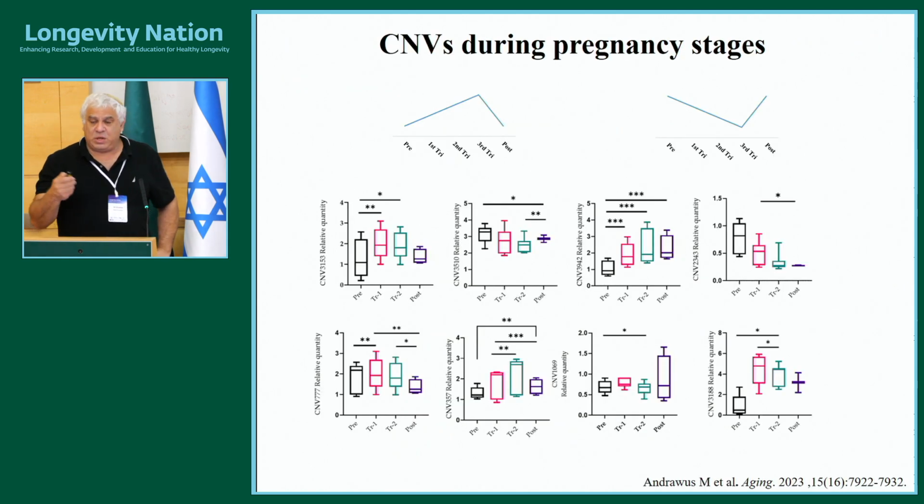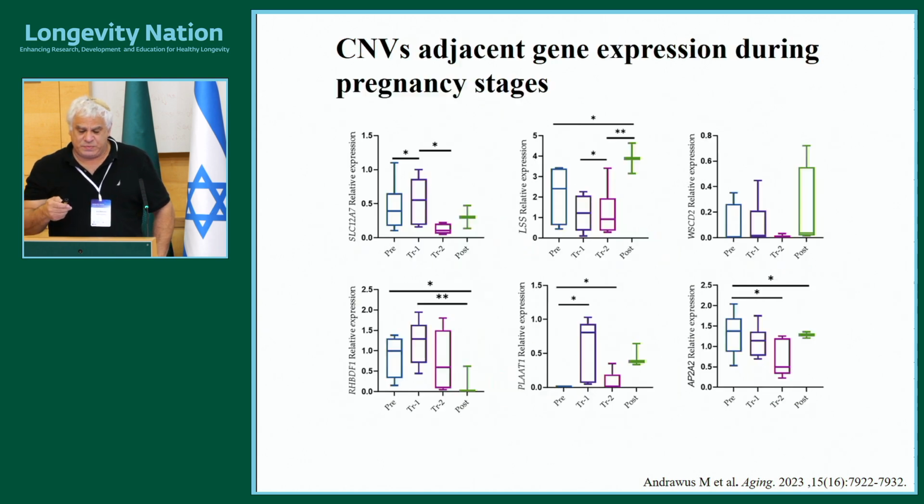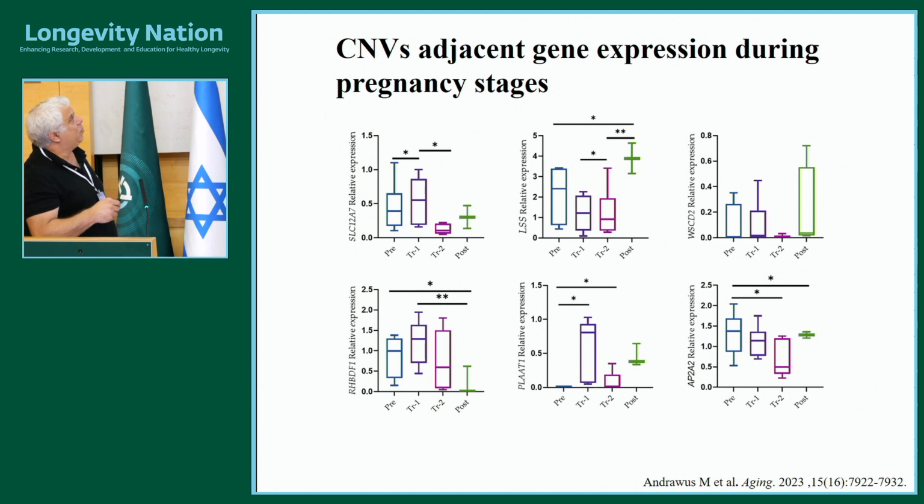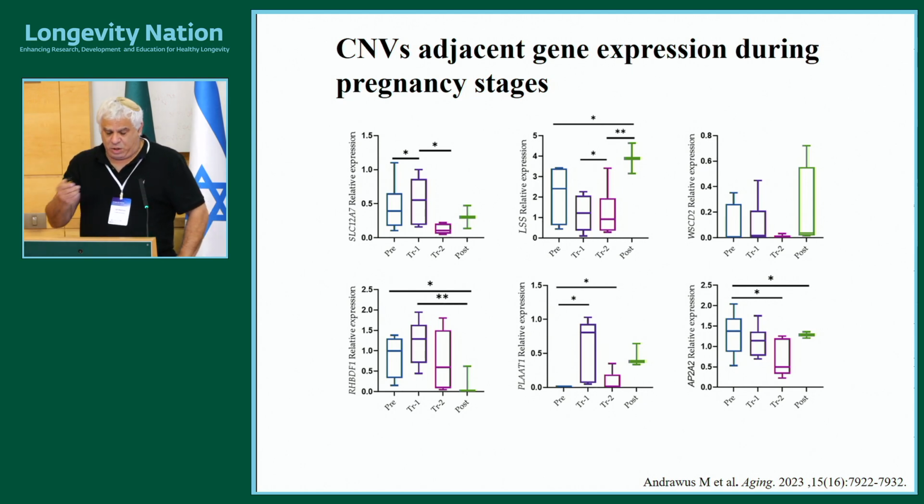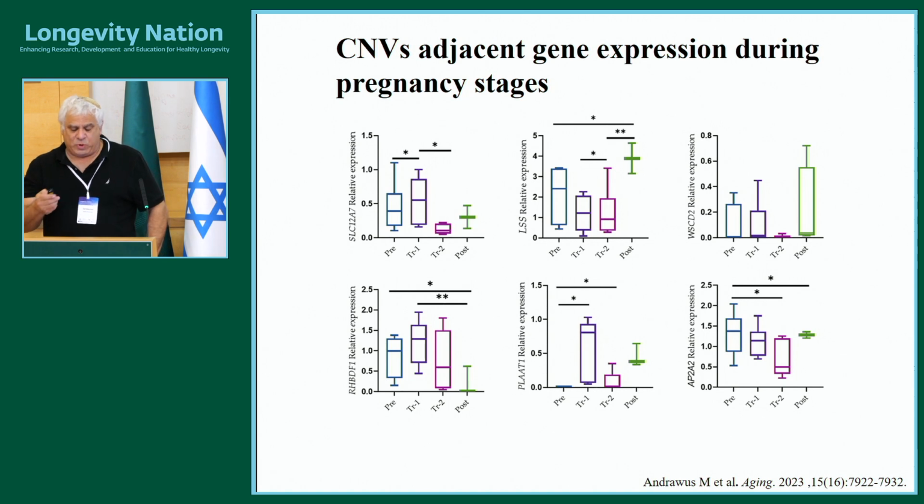We saw it in another 8 candidate CNVs, and of course with the genes adjacent to those copy number variants, and you can see there is degradation and increase, degradation and increase, and here it's incline and then decline. So we get a trend for both sides.